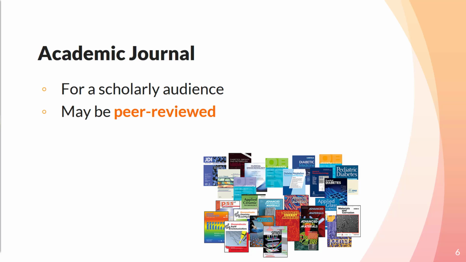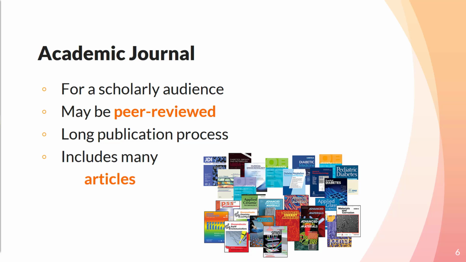Many academic journals use a process called peer review, which we'll learn about in a moment. The publication process for each article that gets included in a journal is fairly lengthy due to that peer review process. It typically takes many months or potentially multiple years to go from writing the article to having it appear in the published journal.